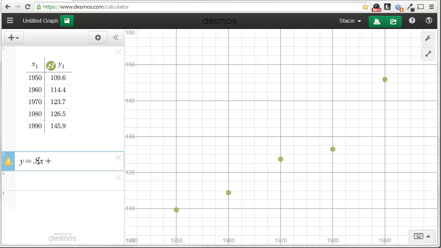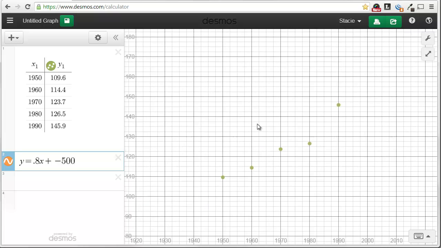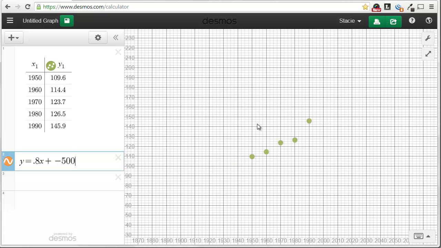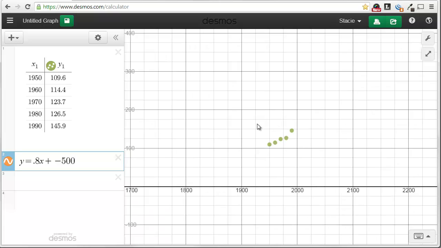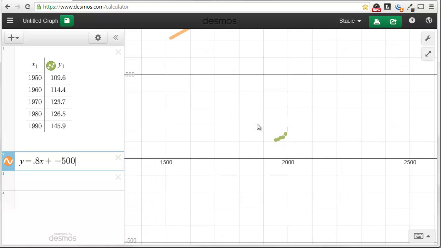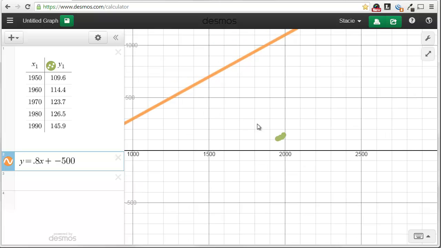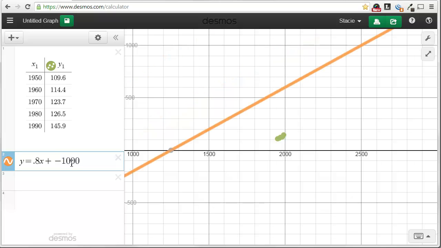0 is not working because with 0 there, we're not seeing anything in our graph. So let's start with maybe negative 500 years and see if we get anything. And I'm just going to zoom out here and see if anything's even showing up as far as our line is concerned. And it's way, way, way up there. So negative 500 didn't help. So let's try negative 600 and see if it's getting closer. And at least now it's coming closer to our points. We'll try a negative 1000, and we're getting closer.